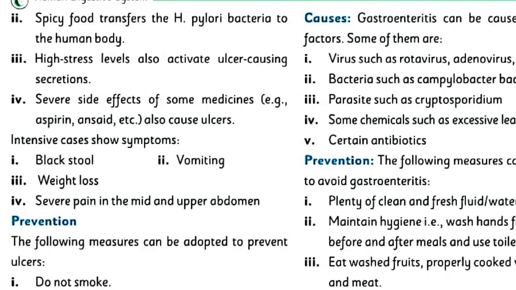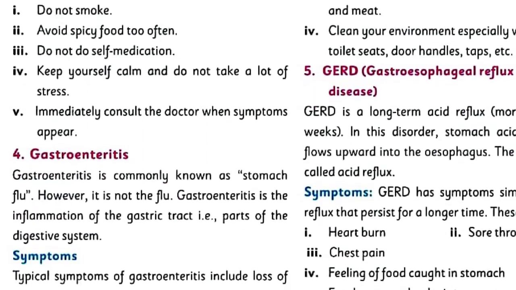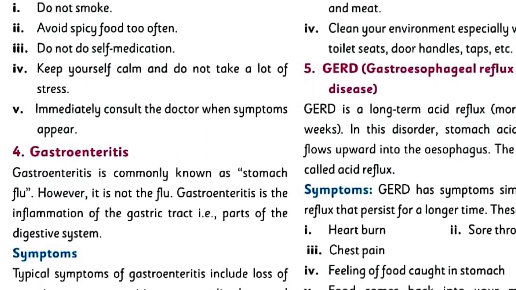Prevention. The following measures can be adopted to prevent ulcers: 1. Do not smoke. 2. Avoid spicy food too often. 3. Do not do self-medication. 4. Keep yourself calm and do not take a lot of stress. 5. Immediately consult the doctor when symptoms appear.